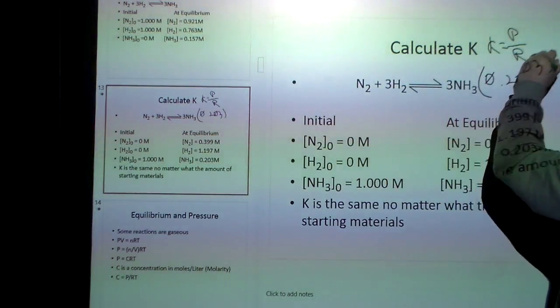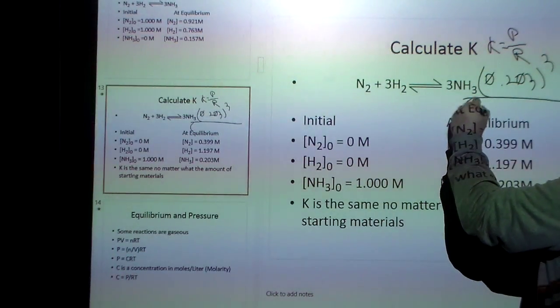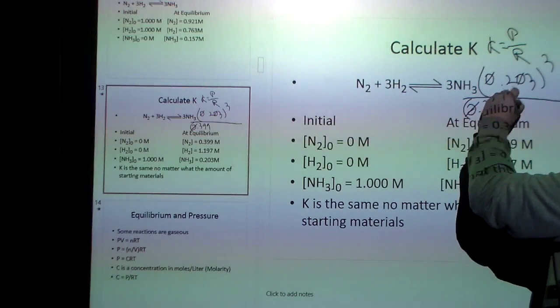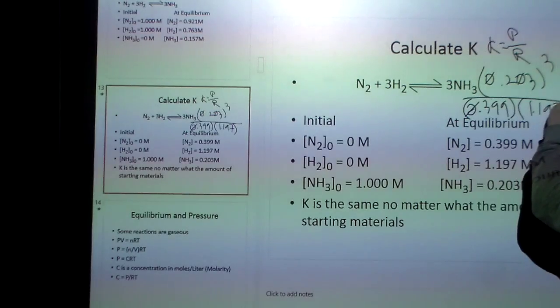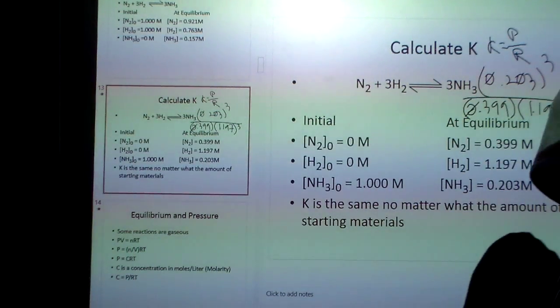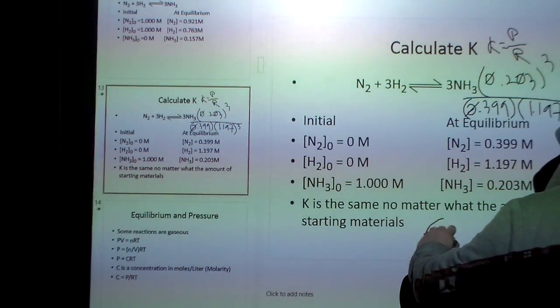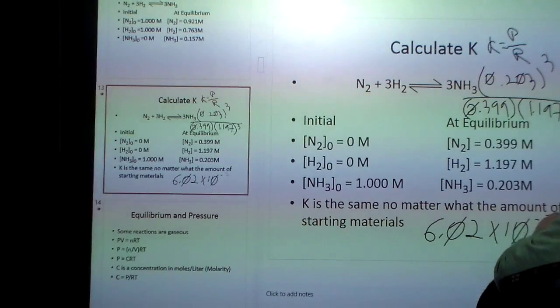You're going to find that 0.203 cubed over 0.399 multiplied by 1.197 cubed. And guess what? Your final answer is going to be 6.02 times 10 to the minus 2.